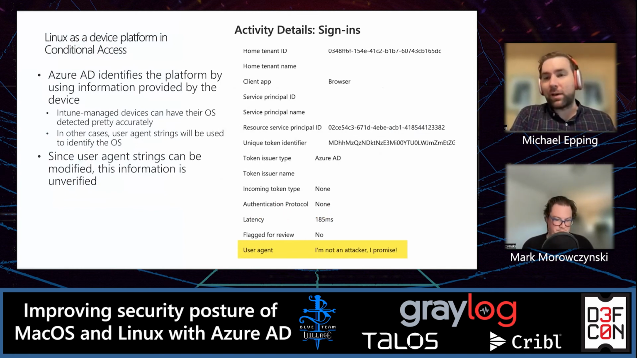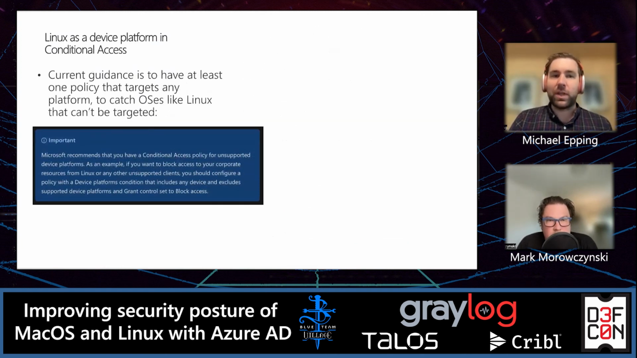Or if I'm an attacker who wants to spoof my user agent string, I can provide something like, "I'm not an attacker, I promise." So we can really send anything in the user agent string that we want. This is a modifiable field, obviously, so we need to treat it like it's unverified. So if I'm using device types that Azure AD doesn't explicitly support, I need to make sure that I account for that in the way I configure my conditional access policies. So we don't have support for BSD, for example.